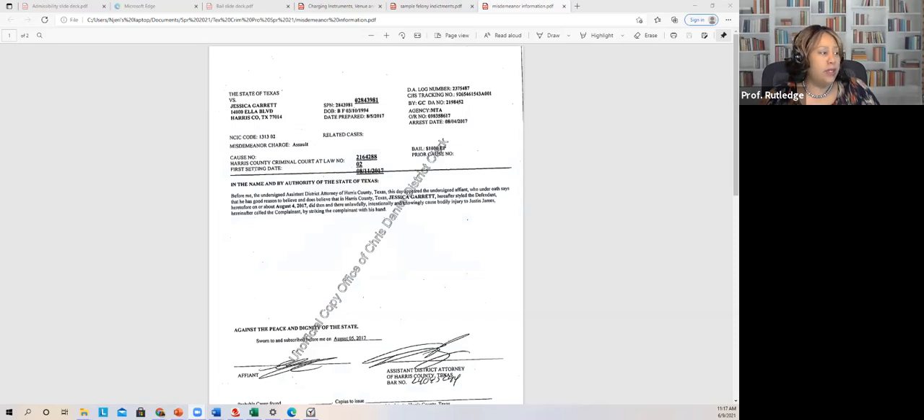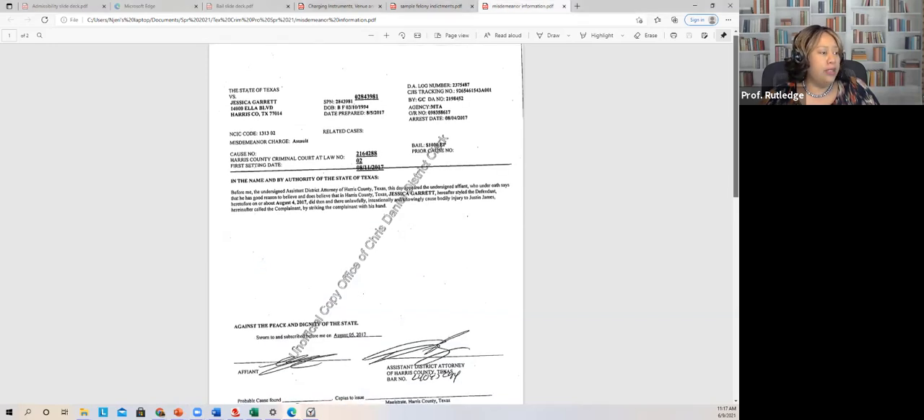This is a misdemeanor information. So there are 2 charging instruments in Texas. It's the misdemeanor information or the felony indictment. So obviously misdemeanors are charged by information, felonies by indictment. Now take a look at it.